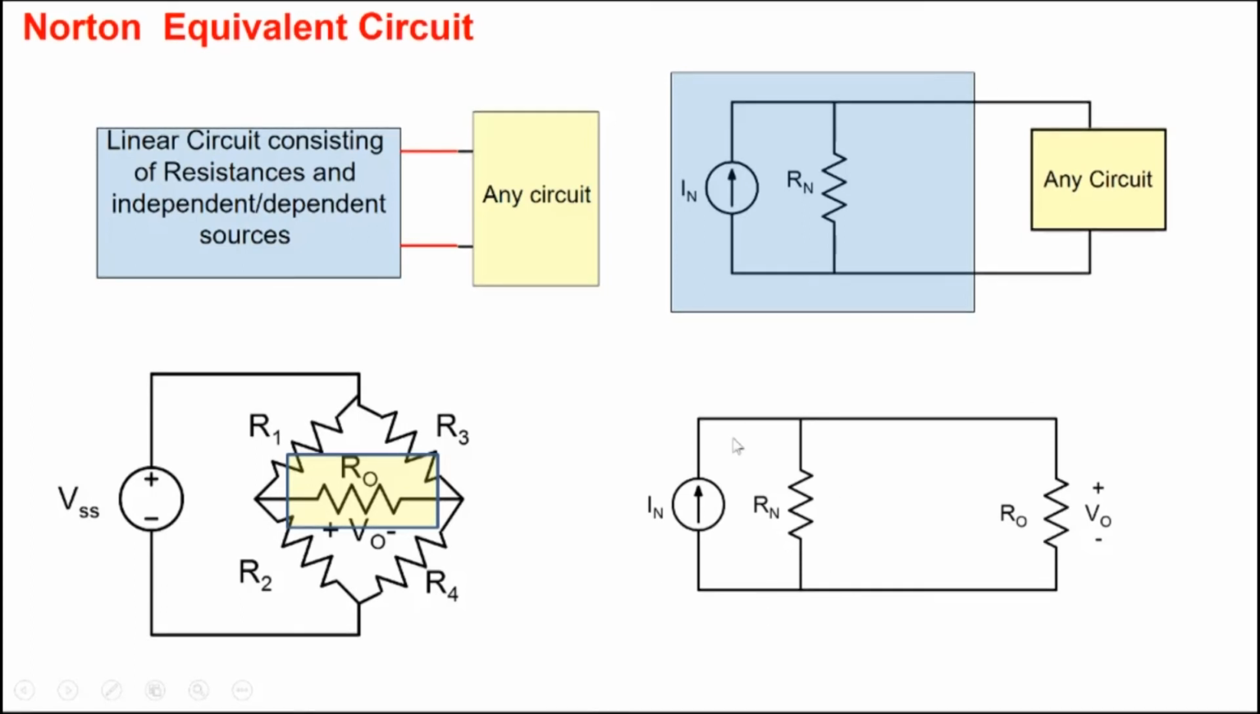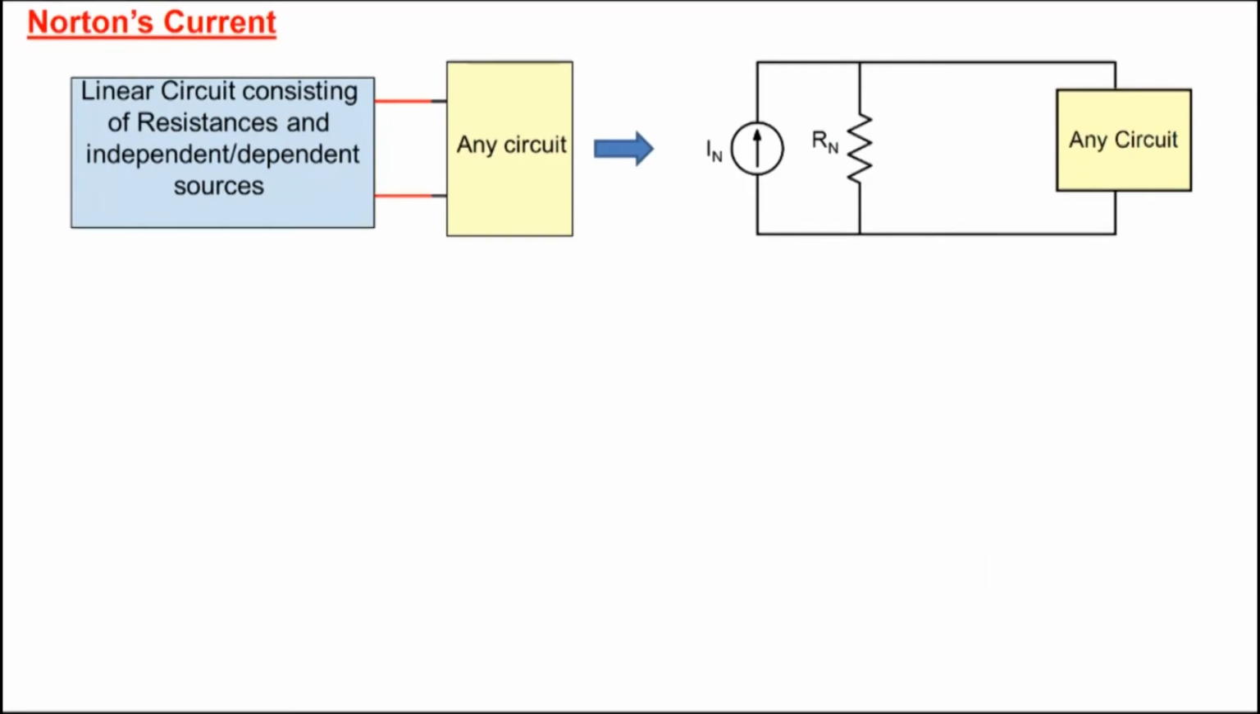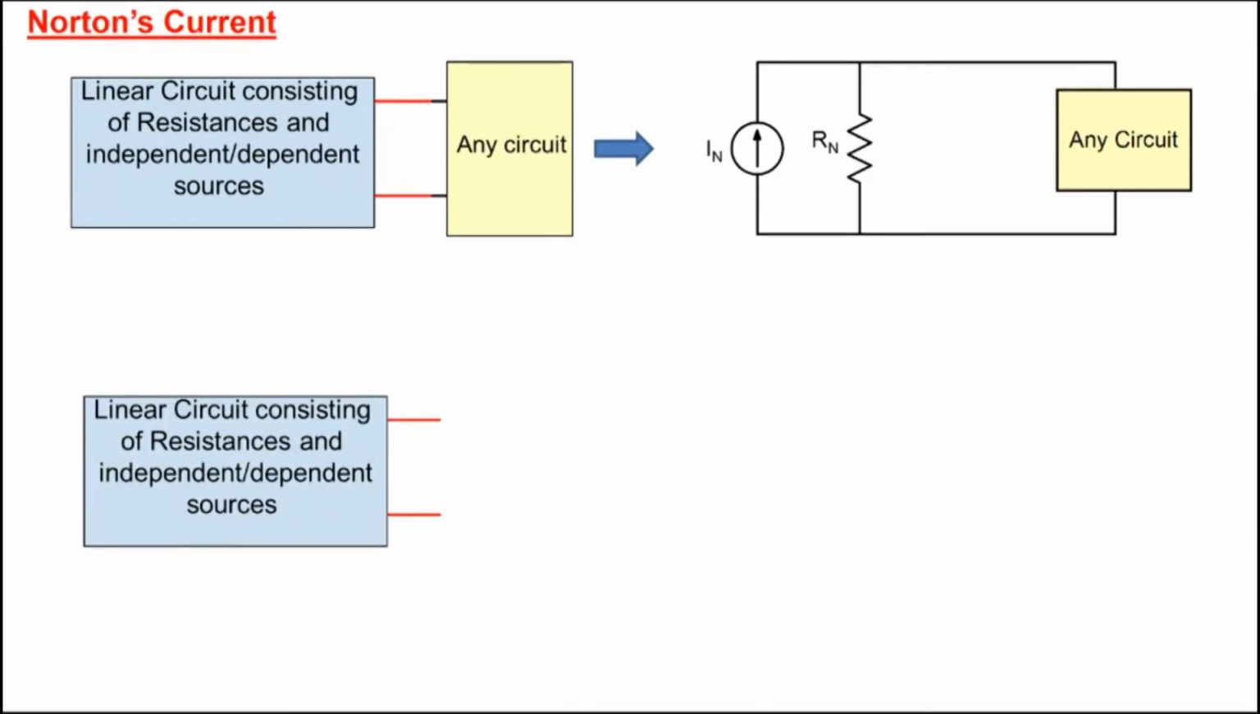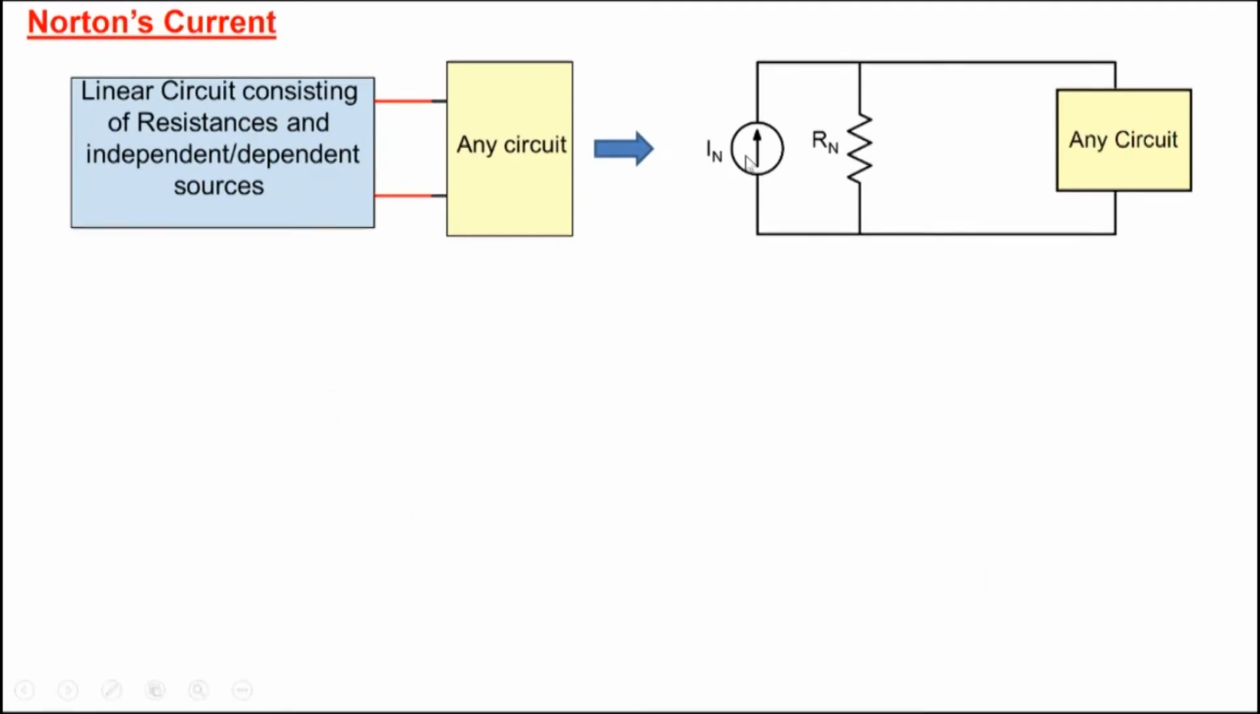Both Thevenin's and Norton's theorems are very general, and any linear circuit with independent or dependent sources can be transformed like this. So in this case also, our goal of course is how do we find IN and RN. The way we find IN and RN is, let's start with IN.